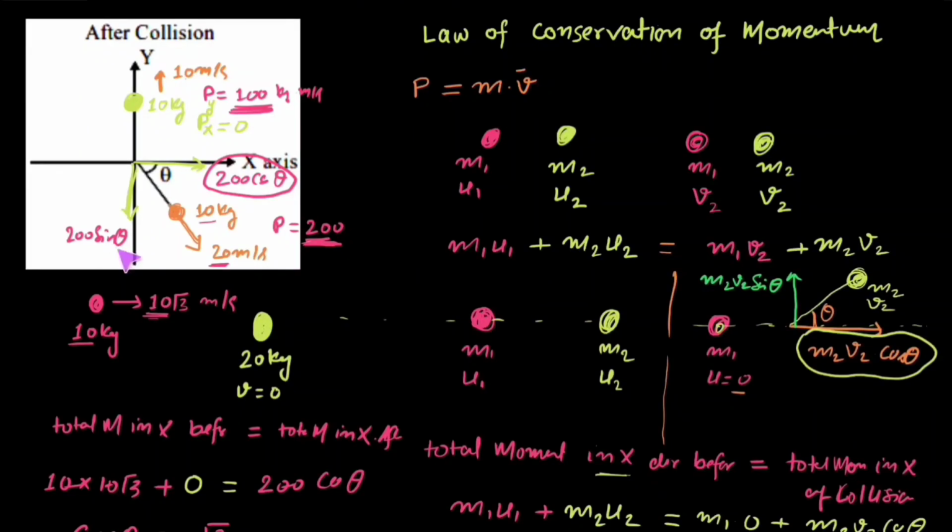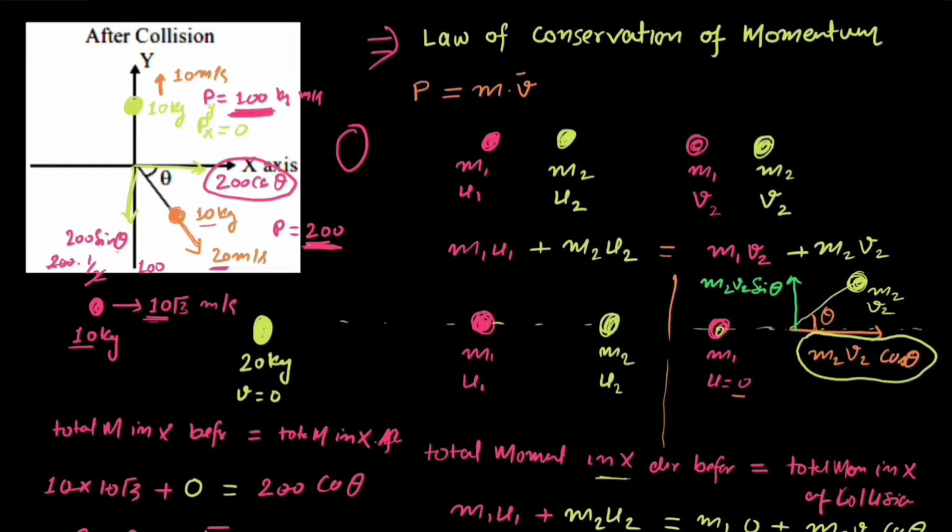So if we put the value of theta as 30 degrees here, this comes out to be 200 into the value of sin 30, which is 1 by 2. So this way the component of this 200 in the y direction is 100. This is equal to this 100 momentum which is in the y direction in the downward direction. So these two will cancel each other. The net momentum after collision in the y direction is also equal to 0. So this way the law of conservation of momentum is satisfied.